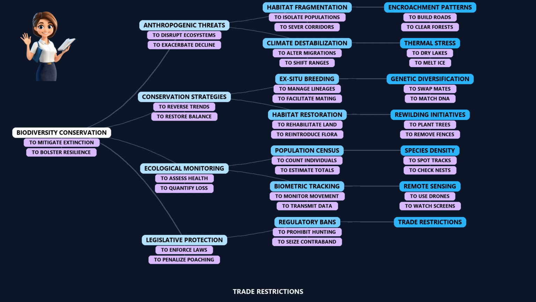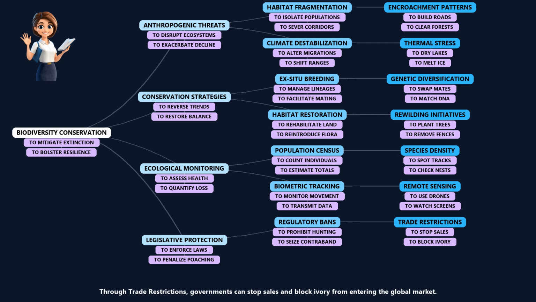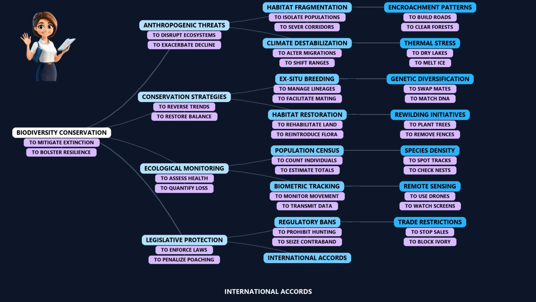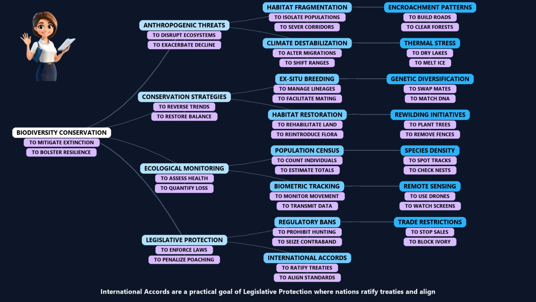Trade restrictions. Through trade restrictions, governments can stop sales and block ivory from entering the global market. In other words, they are ending the business of selling animal parts to make sure the hunting stops. International accords. International accords are a practical goal of legislative protection where nations ratify treaties and align standards for the whole planet. Essentially, many countries sign a big promise to work as one team against extinction.